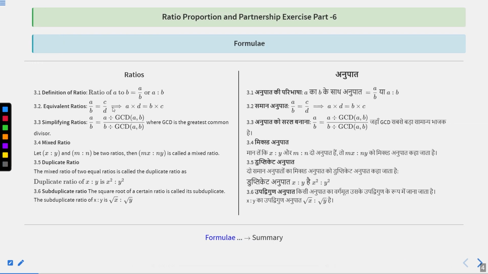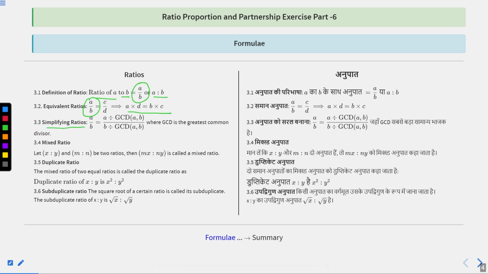Now we will see some formulas of ratio, proportion and partnership. Now the first formula, ratio A to B. How can we represent the ratio A to B? A upon B in fraction form, or we can write it A ratio B. Clear? What is the equivalent ratio? When two ratios are equal, we can say that these two ratios are equivalent to each other. A upon B equals C upon D. So we can write it A into D equals B into C.